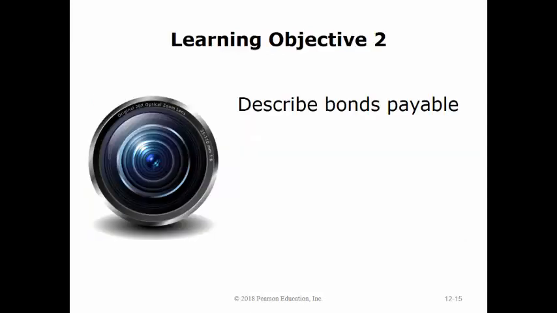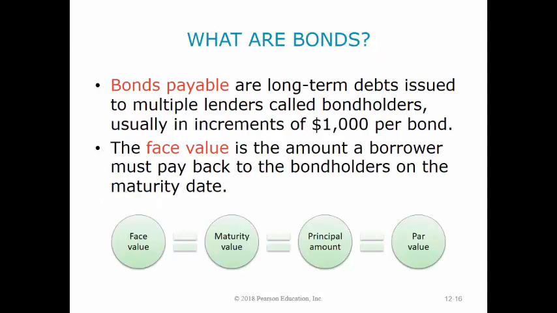In the second section, we will describe bonds payable. Large companies need large amounts of money to finance their operations. They may take out long-term loans from banks and/or issue bonds payable to the public to raise the money. Bonds payable are long-term debts issued to multiple lenders called bondholders, usually in increments of $1,000 per bond. By issuing bonds payable, companies can borrow millions of dollars from thousands of investors rather than depend on a loan from one single bank or lender. Each investor can buy a specified amount of the company's bonds.